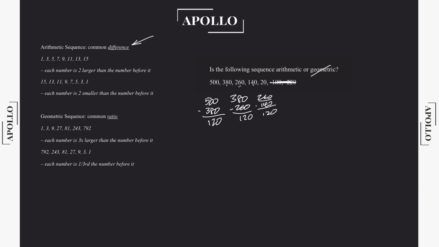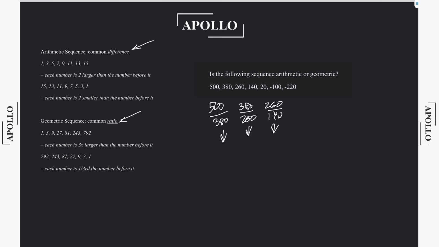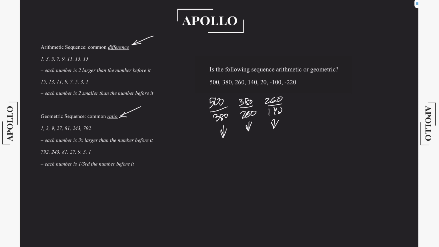But the way you would check for a common ratio is you do the same exact thing, except you would divide instead of subtract. So you would do 500 divided by 380. Then you do 380 divided by 260. 260 divided by 140. And onward. And all of these should have the exact same answer as their ratio, which means that it would have a common ratio. But this one does not. So we know that this is going to be an arithmetic sequence.